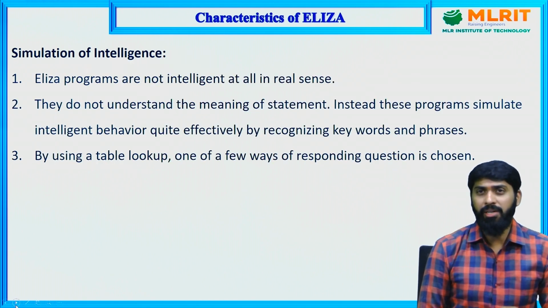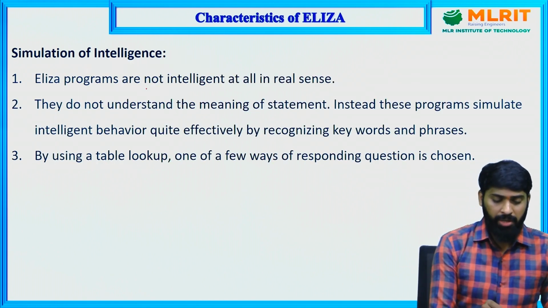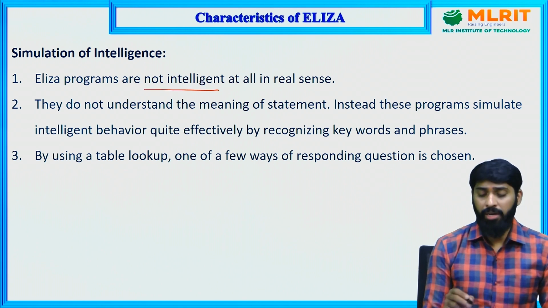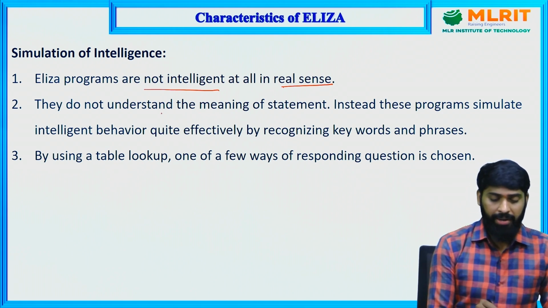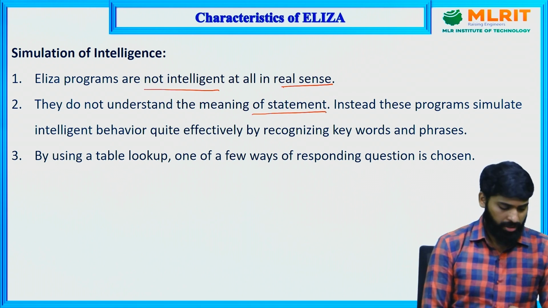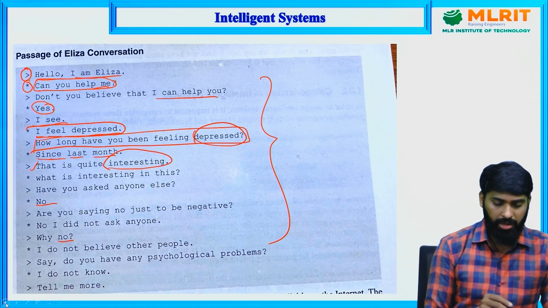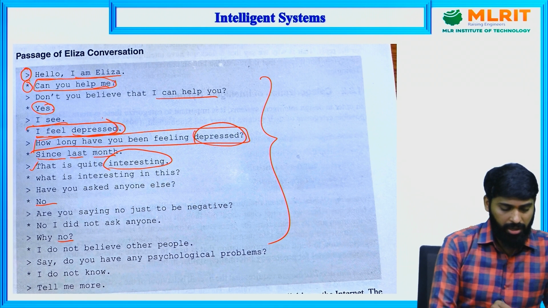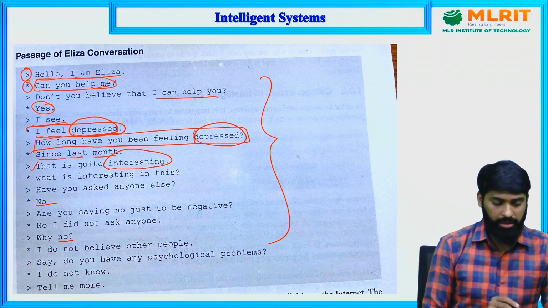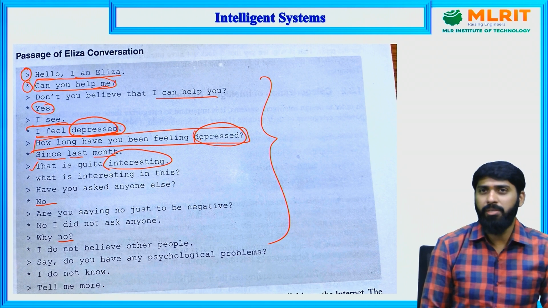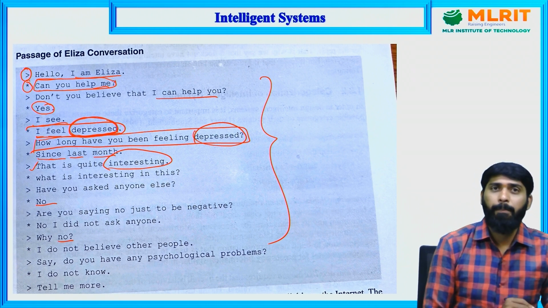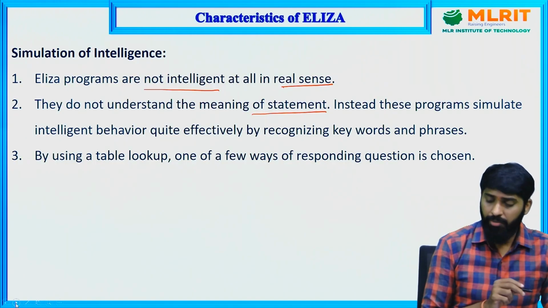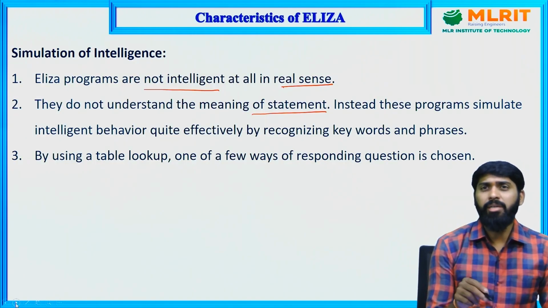Simulation of intelligence. Actually, ELIZA programs are not intelligent at all in the real sense. Then how is it able to give the correct response? Based on the pattern. They don't understand the meaning of the statement. If you observe this, the user enters "I feel depressed." It replies, "How long have you been feeling depressed?" Actually ELIZA doesn't know the meaning of depressed, but it is able to give the correct response. Why? Because based on the pattern it gives the response.